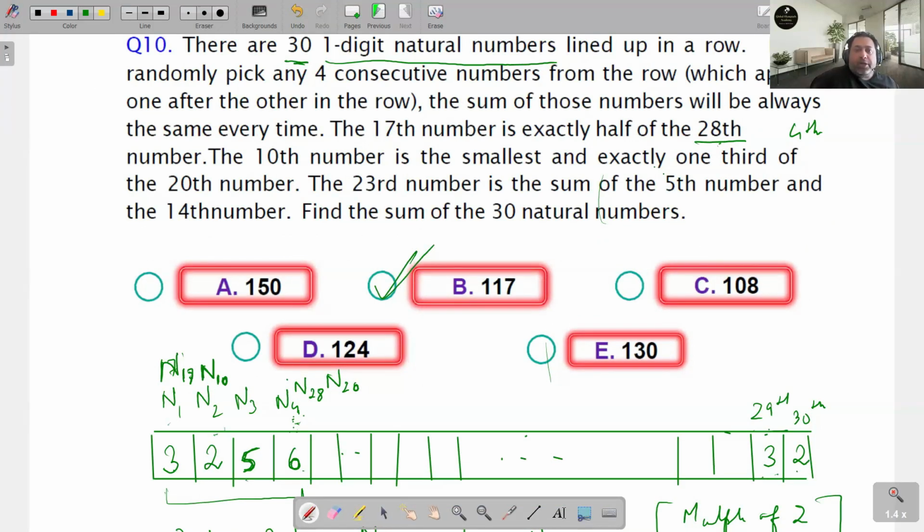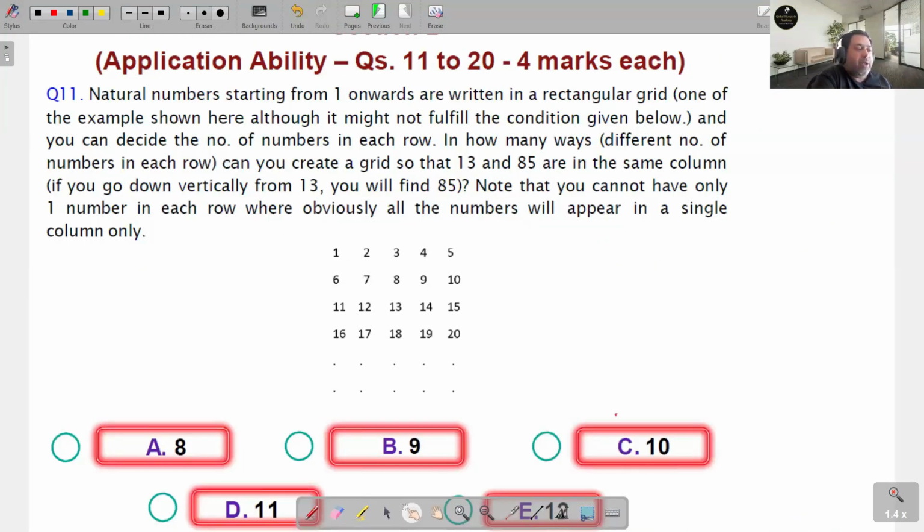Okay. So we move on to the next question. Application ability, question 11 to 20, 4 marks each. This is the first question from that section. Question 11. Natural numbers starting from 1 onwards are written in a rectangular grid. One of the examples is shown here below, although it might not fulfill the condition given below.